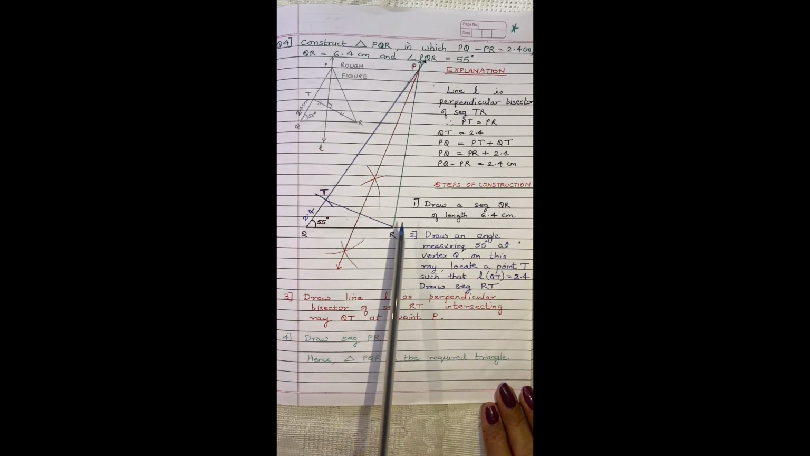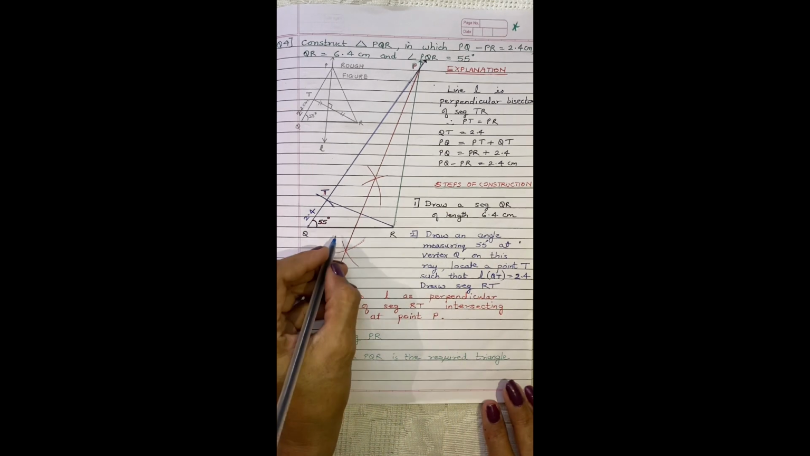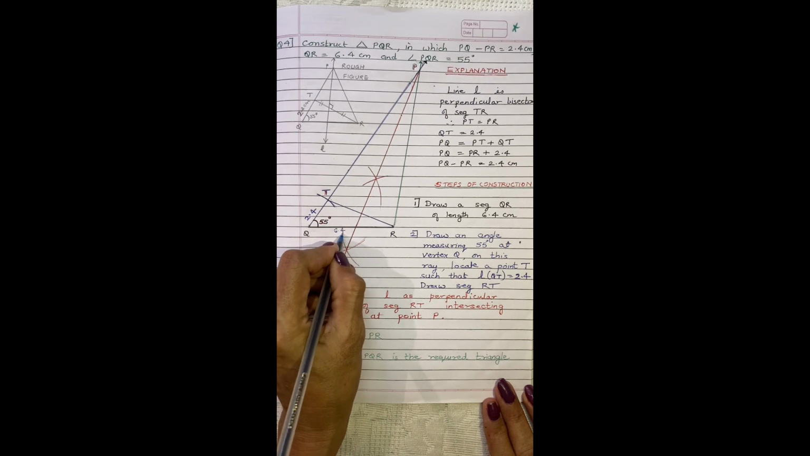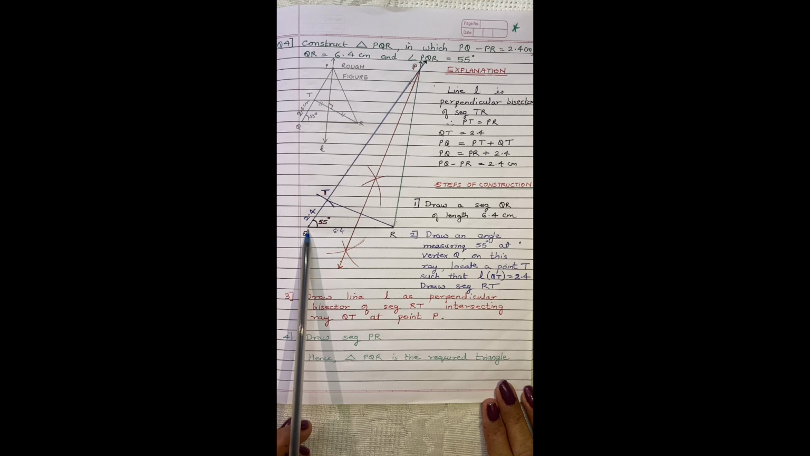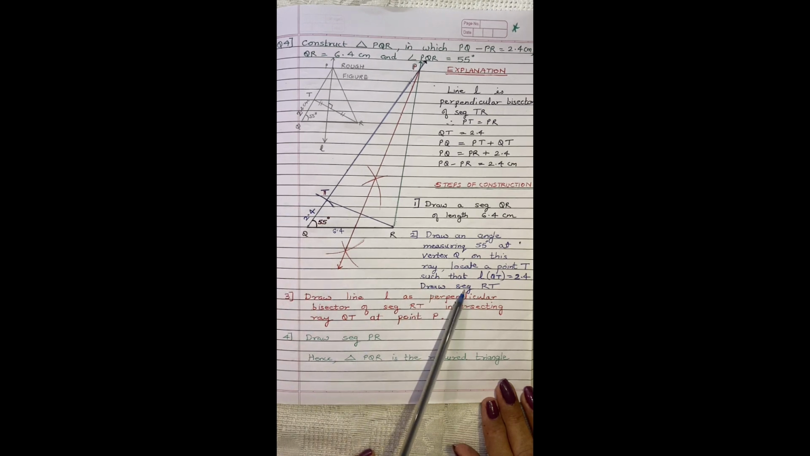Now steps of construction. Draw segment QR of length 6.4 centimeter. Second, draw an angle of 55 degree at vertex Q. On this ray, locate point T such that length of QT is equal to 2.4. So we'll extend the ray, and only 2.4 will mark it here on this ray. Draw segment RT. Now we'll draw segment RT here.